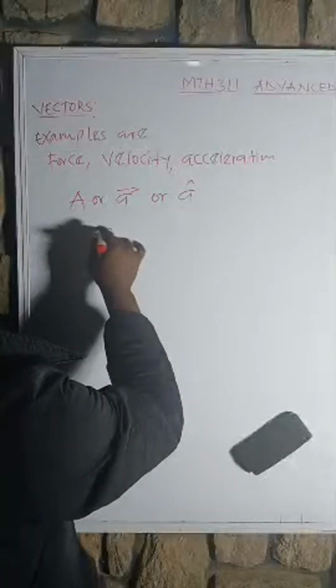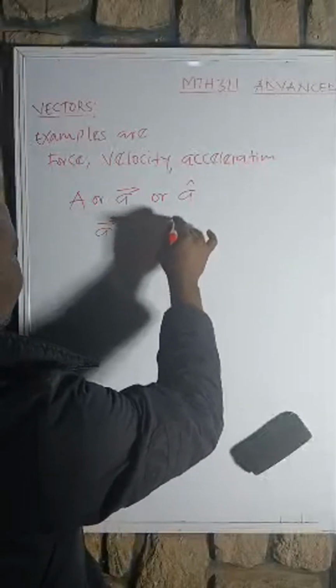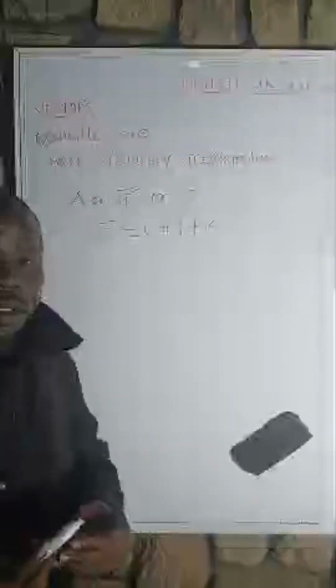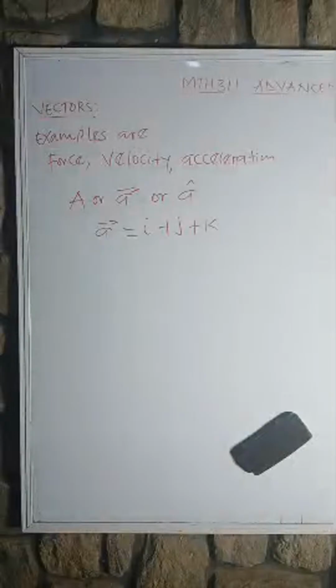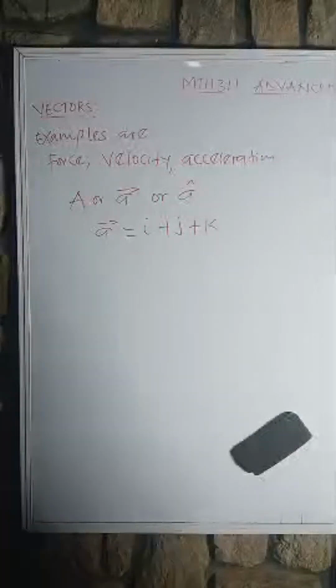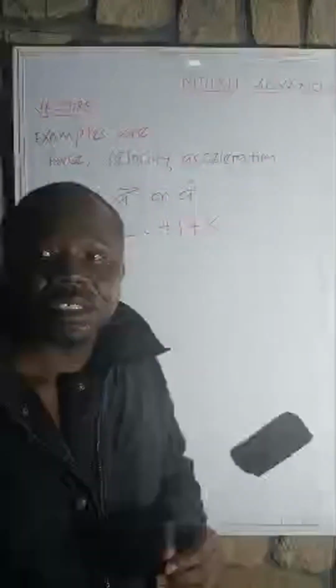If we have this i plus j plus k, this is a vector. Is that clear? Any question? Yes or no? So when you come across something of this form, it is known as what? A vector.